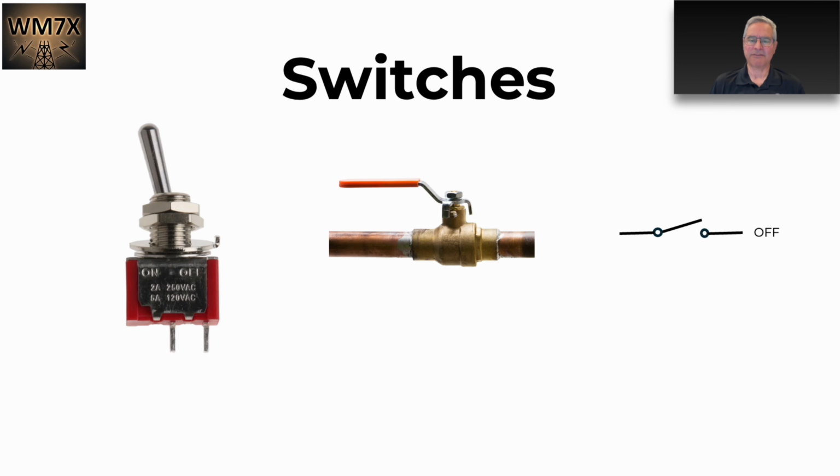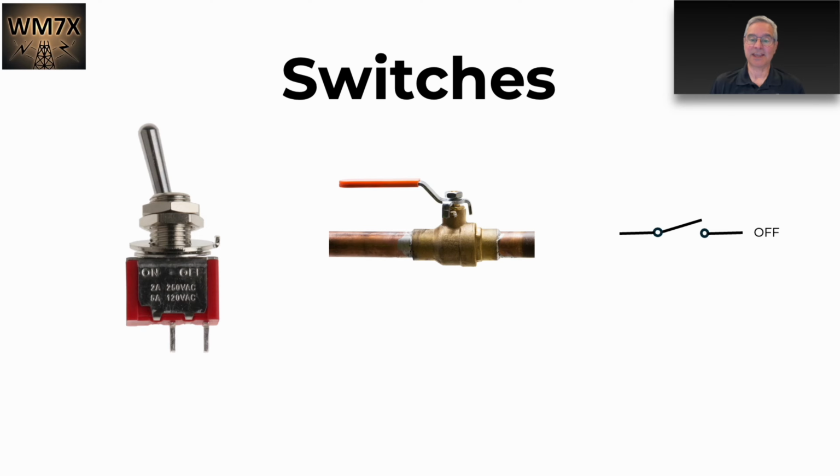Okay, now that we've got a battery and wires, we're going to want to be able to turn things on and off. So we've got switches. They're kind of like shut-off valves in the water world. And if you look at the symbol for a switch, it looks like two pieces of wire with kind of like a drawbridge in between.